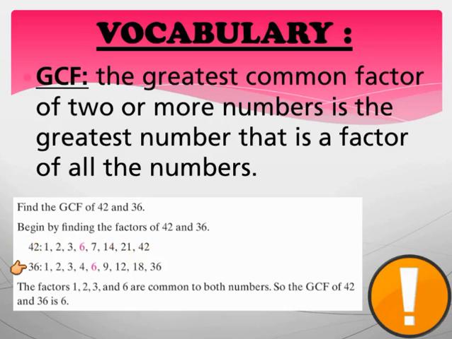Same with 36. Once we have listed out all of the factors of both of the values, we're left to figure out what number is the largest, what's the greatest number in common with both of these values. In this example, you can see that the value 6 is the biggest number that both of these values have in common.